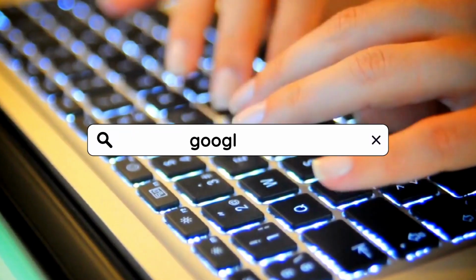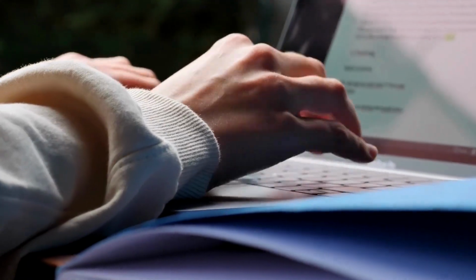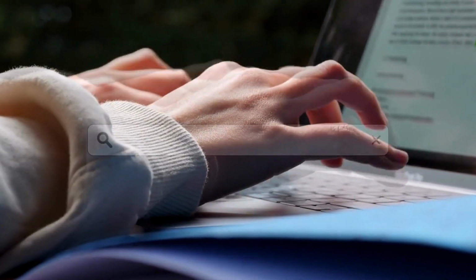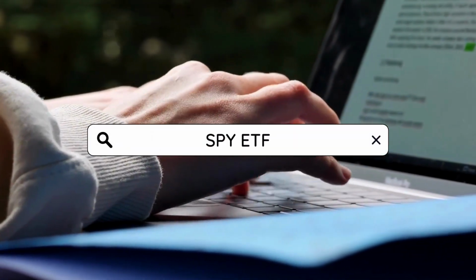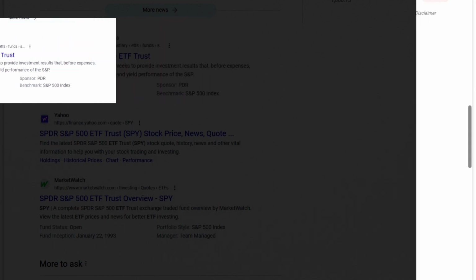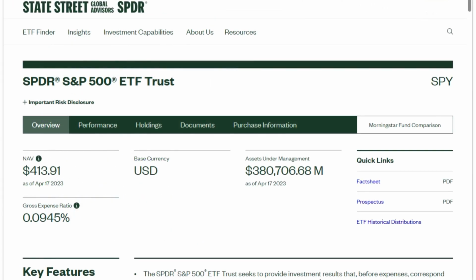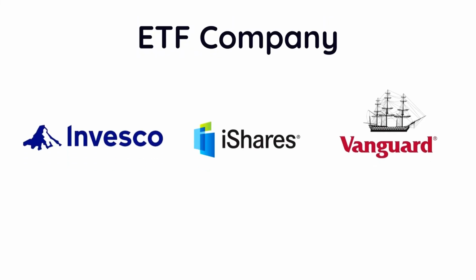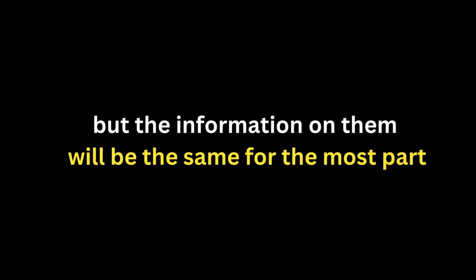Go to google.com and type in the name of the ETF. So, if SPY is the ETF you want to learn more about, you would type SPY ETF. When you hit enter, the ETF should be the first link on the list after the ads. If you click on that link, you'll be taken to the SPY ETF profile. You're going to need to know some of the basic terms that are often used on an ETF profile. Now, every ETF from every company like Invesco, iShares, or Vanguard will have its own profile. The profiles will look different, but the information on them will be the same for the most part.